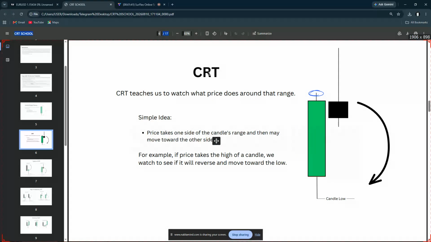Now, looking at this, CRT teaches us to watch what price does around the range. The simple idea is that price takes one side of the candle range and then moves toward the other side. So for example, if price takes the high of the candle, we watch to see if it will reverse and move toward the low. So candle range is simply when price targets the high of a particular candle, then closes inside the range. This shows that it is a candle range. And the moment price takes out a high of a particular range, it is going to target a particular candle range low or high. This is why I illustrated this for you to understand.